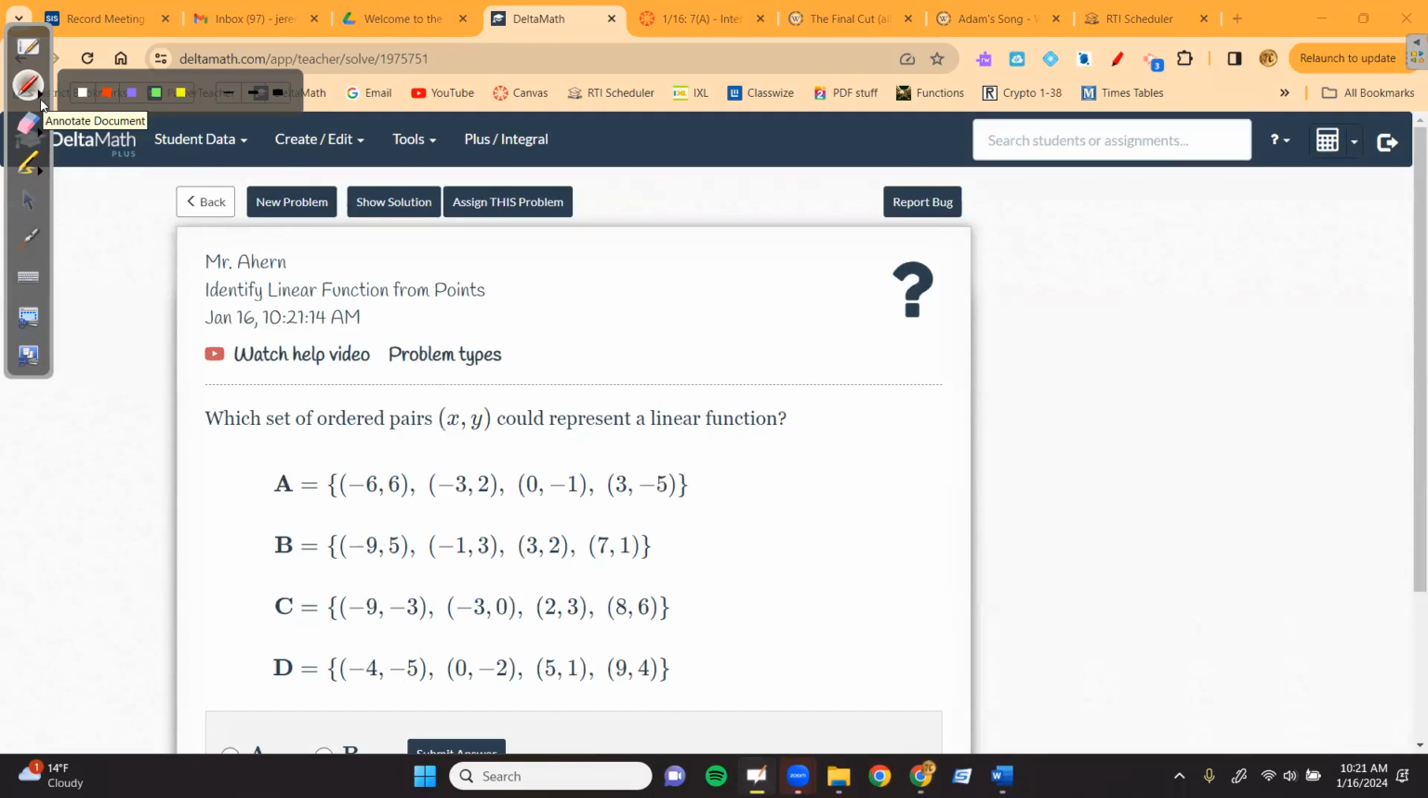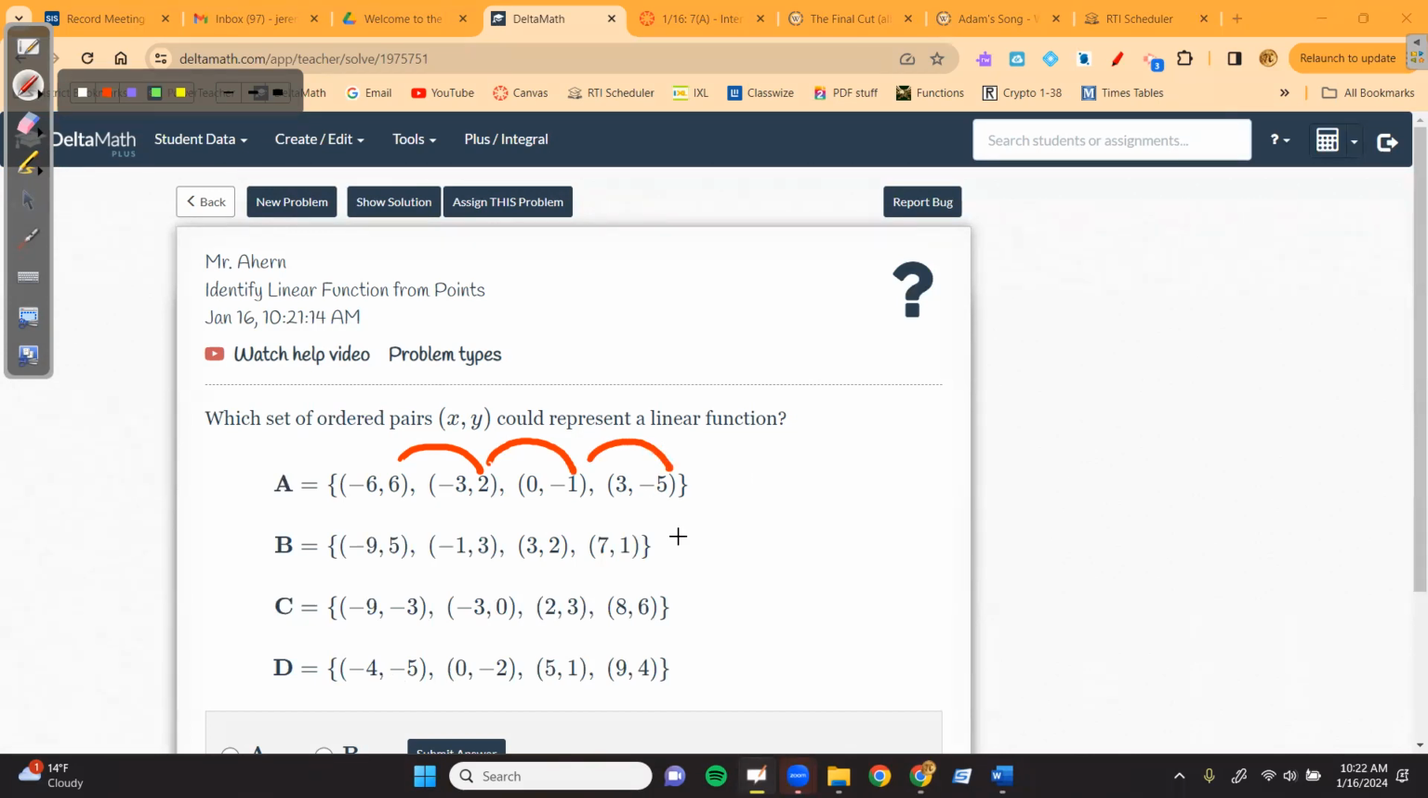What do the X's do, first of all? X's go +3, +3, +3. That's looking good. What do the Y's do? -4, -3. To go from 2 to -1, you have to take away 3. So -4, -3, -4. A is not a linear function.